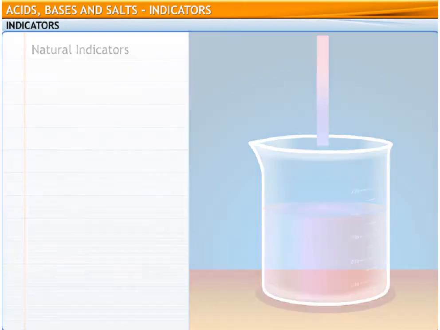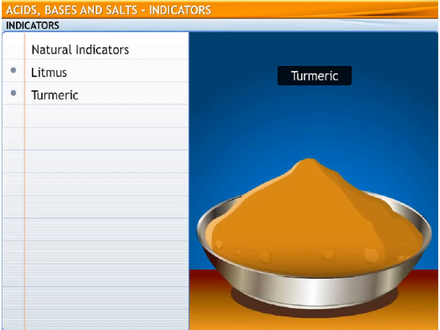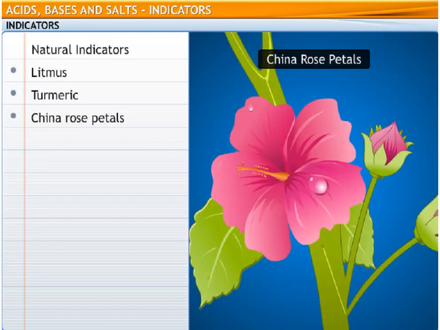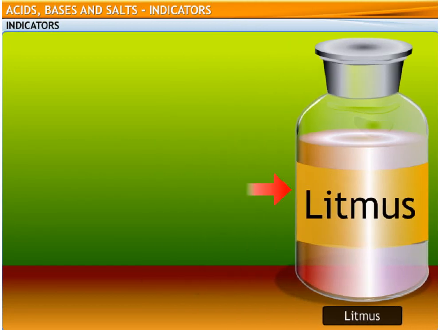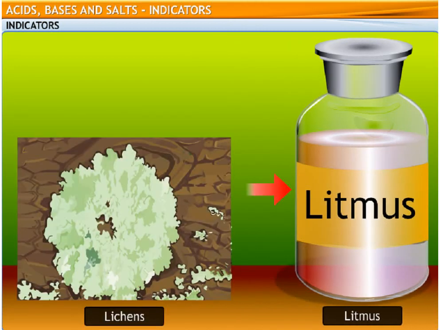Some natural indicators are litmus, turmeric, and China rose petals. I have some litmus solution here. Litmus is a natural dye extracted from lichens. It is the most commonly used natural indicator. Notice the color. It is a light mauve solution in distilled water. Do you want to see how it works?